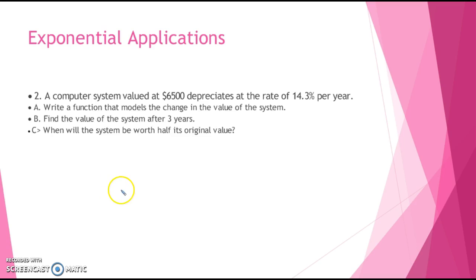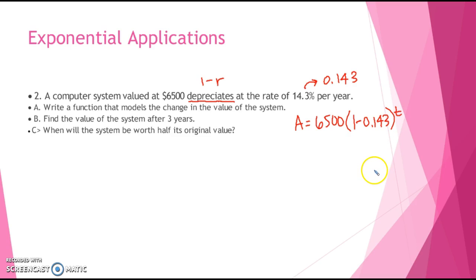Number 2, a computer system valued at 6,500 depreciates at the rate of 14.3% per year. So depreciates means I'm going to use the 1 minus r equation, and then 14.3% is 0.143 as a decimal. So then my equation becomes A equals, and I start with $6,500, then I have 1 minus 0.143 to the t. Alright, and we can go a little farther and say that that is 6,500 times 0.857 to the t.